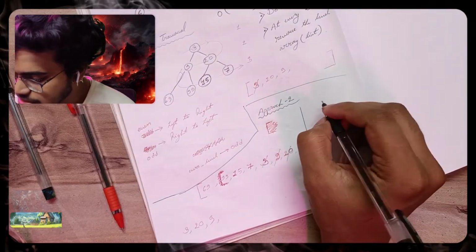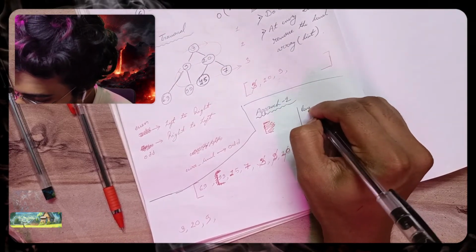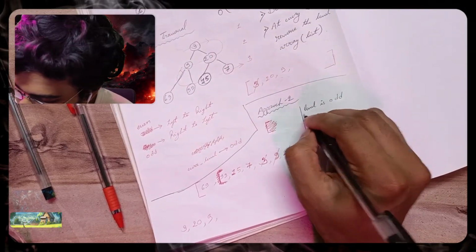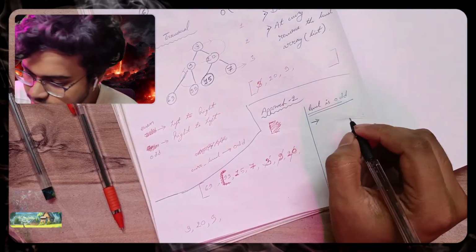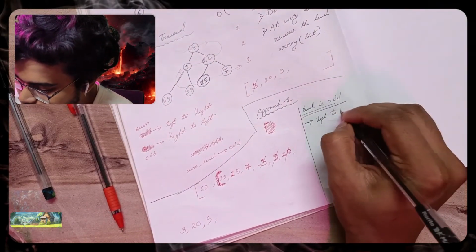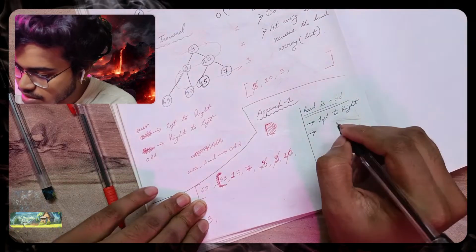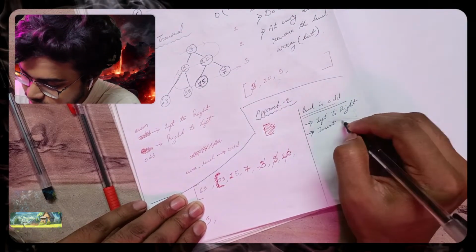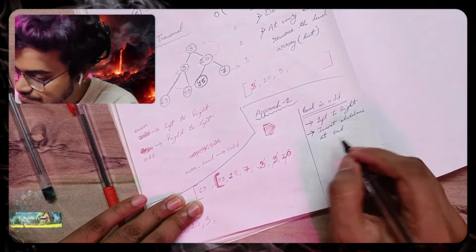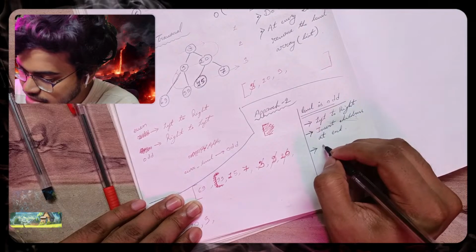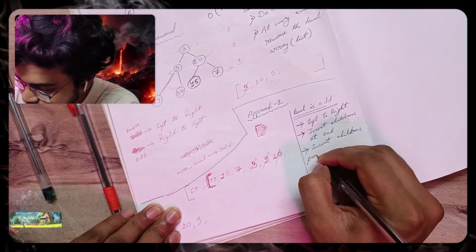When the level is odd, we have to traverse from left to right, and we have to insert children at the end. So we insert children from left to right.